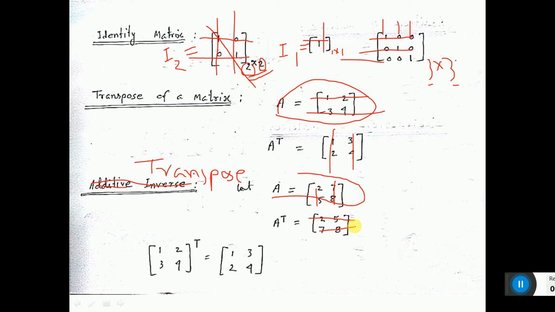Next, I give another example of a matrix transpose. This is what I have written row-wise, and now column-wise. So the second row becomes the second column. If you make rows into columns and columns into rows, then it is called the transpose.